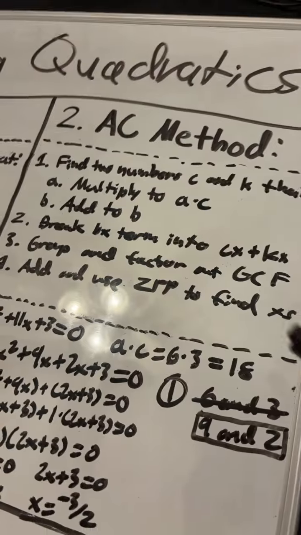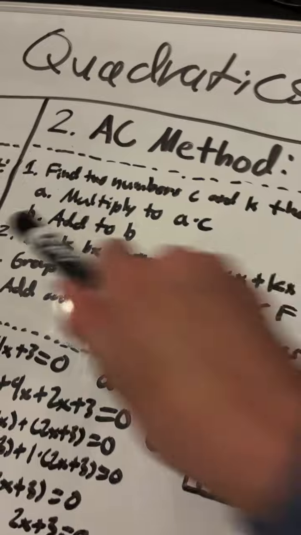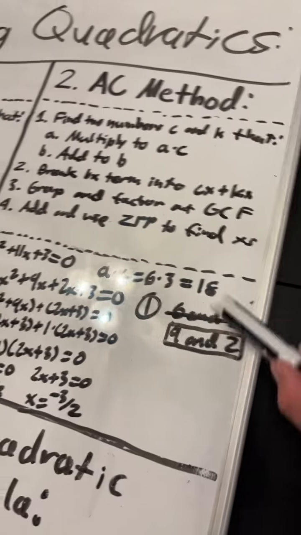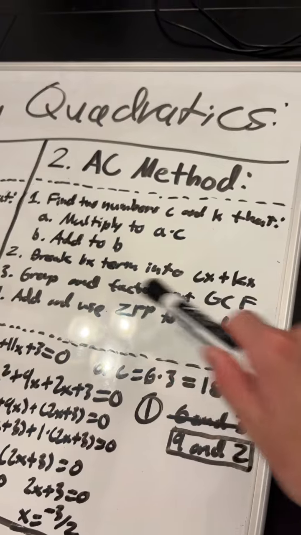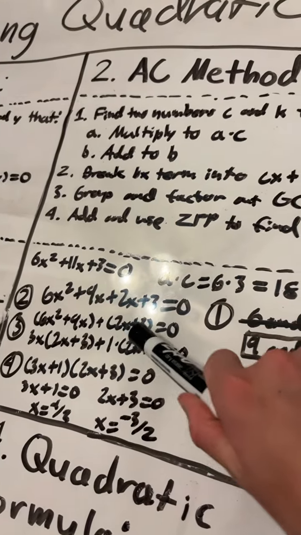Now the AC method. The first step is generally the same as factoring, except you need to find two numbers that multiply to a times c and add to b. So in our example, we find a times c, which is 18, and then we find that 9 and 2 multiply to 18 and add to 11. Now we break the bx term into cx plus kx. In our steps, we take the expression and split 11x into 9x and 2x, just like 9 and 2.